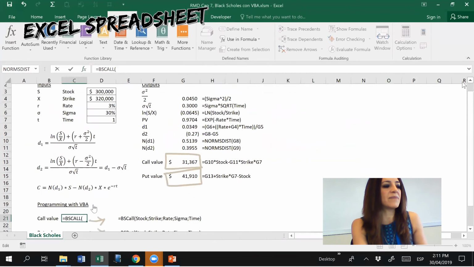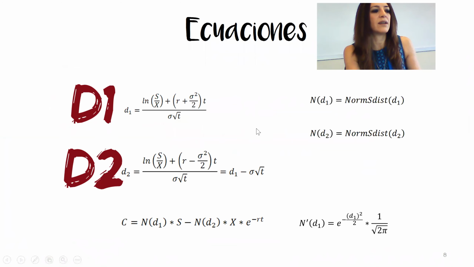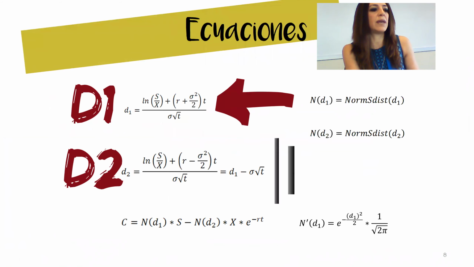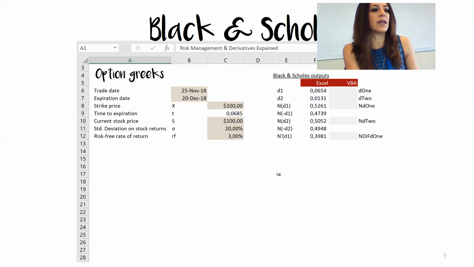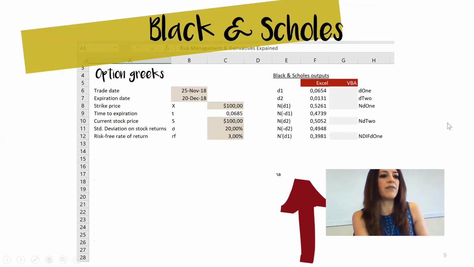Okay, so now we can move to the equations in case you want to take notes. Here they are: D1, D2, and the call value. And there's a differential down there that is very convenient for programming in VBA. Then you can also program some formulas for the Greeks, which you will also find in the book. So I will start here on columns F and G.